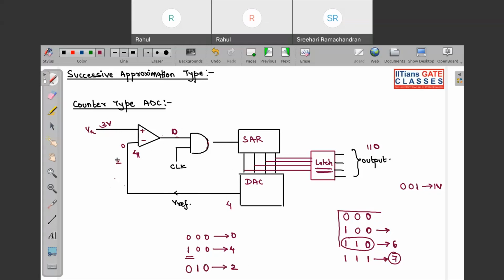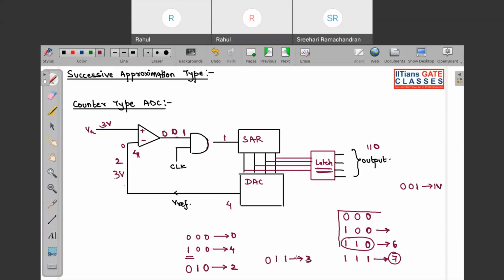So this 2 will come over here. You can see again 3 volt is greater than 2, so this again goes to 1. If this is 1, the SAR will increment the next bit, so that will be 0, 1, 1. And this is 3 volt. The moment this DAC produces 3 volt, you can see this will again become 0.